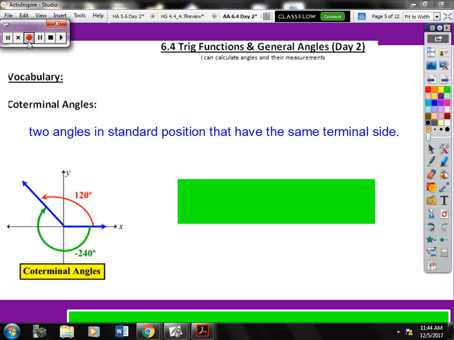You might want a calculator out today just for converting from degrees to radians, radians to degrees, adding and subtracting.